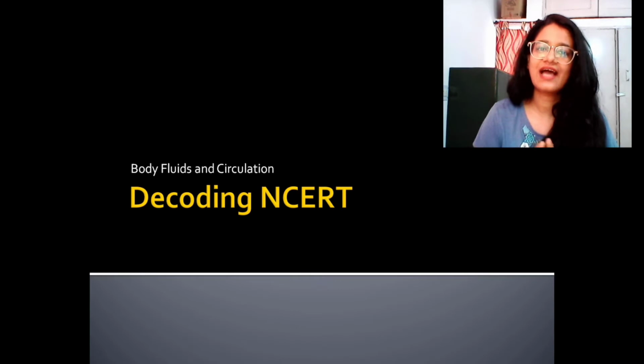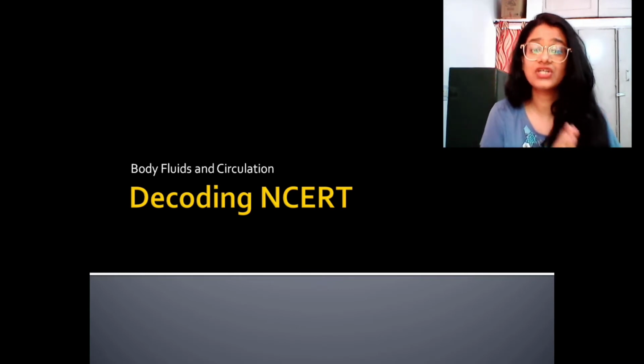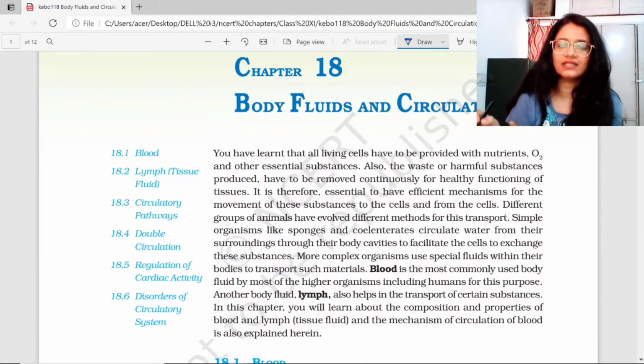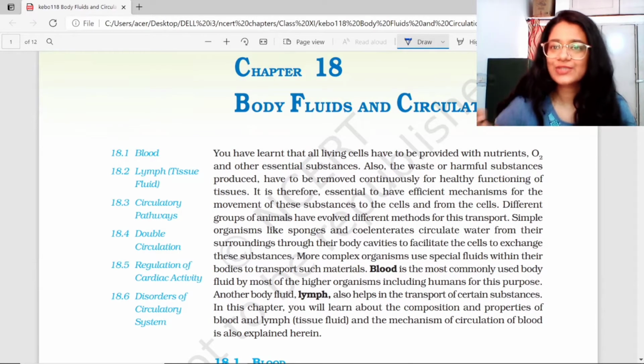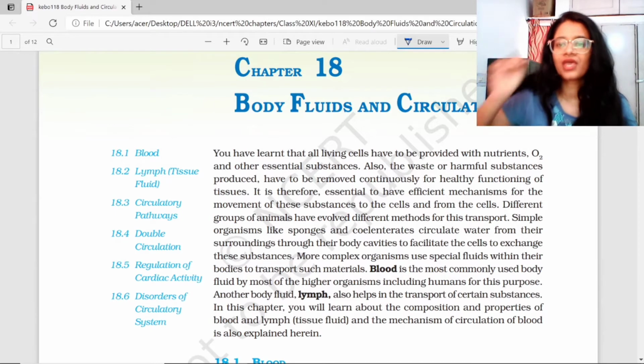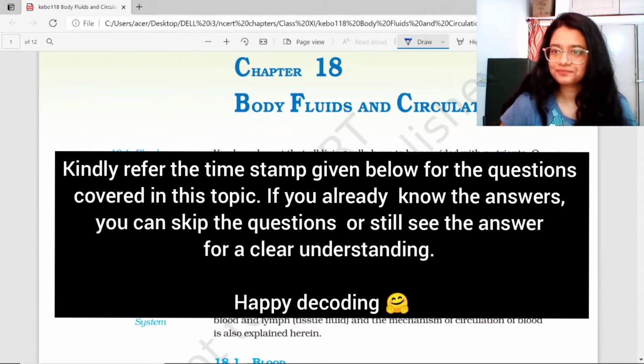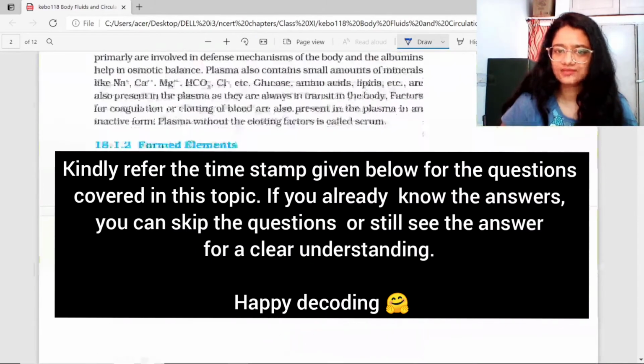So in today's class we will be discussing body fluids and circulation chapter in the Decoding NCERT. Okay, so let's start with it. So here we can see chapter number 18, that is body fluids and circulation. And here, as I'm not going to discuss any particular topic in this series, I'm just going to decipher the lines which are difficult. So let's see one of the lines here.